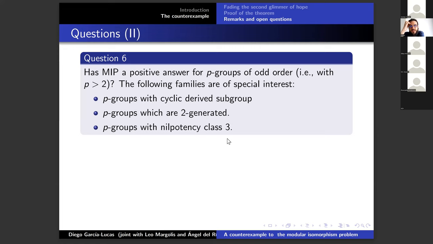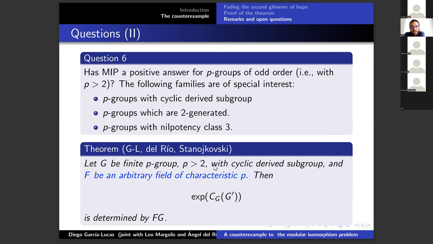Ángel del Río, Mima Stanojkovski, and myself were working on trying to answer the modular isomorphism problem in the intersection of these two classes of groups, but we still have no clear answer. Nevertheless, we have proved the following result for this class of groups. Let G be a finite p-group with p odd, and assume that G has cyclic derived subgroup, and let F be an arbitrary field of characteristic p.